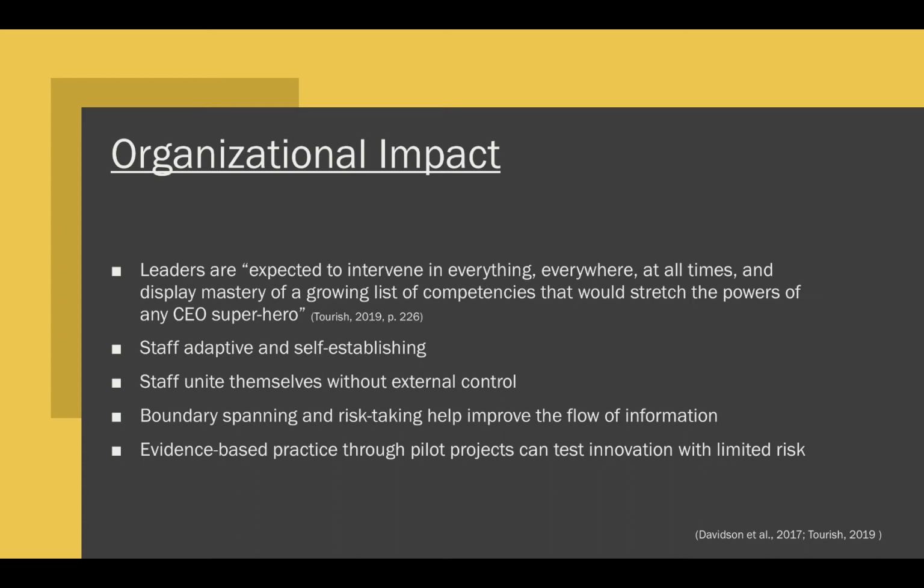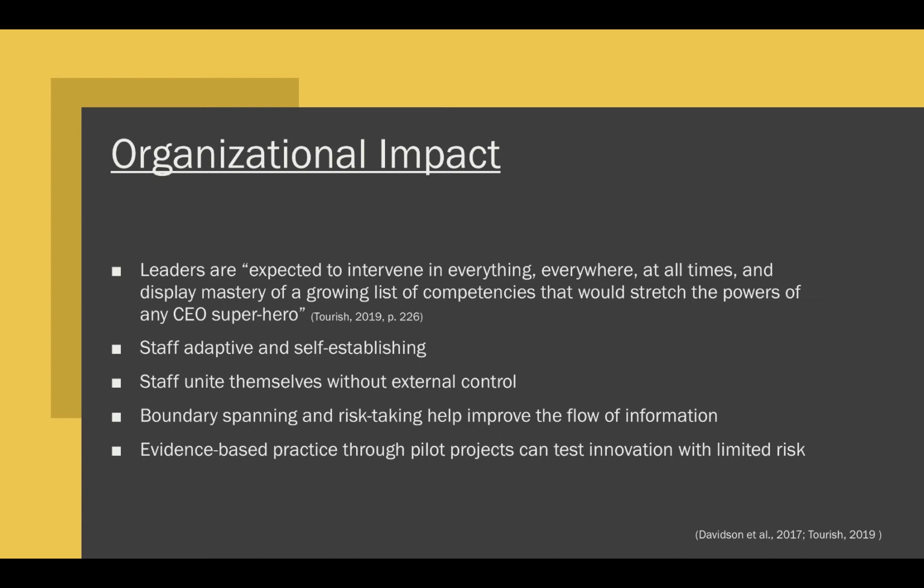The current trend is that leaders are expected to intervene in everything, everywhere, at all times, and display mastery of a growing list of competencies that would stretch the powers of any CEO superhero. Complexity theory, on the other hand, would allow staff to be adaptive and self-establishing, creating a culture where they could unite themselves without external control.